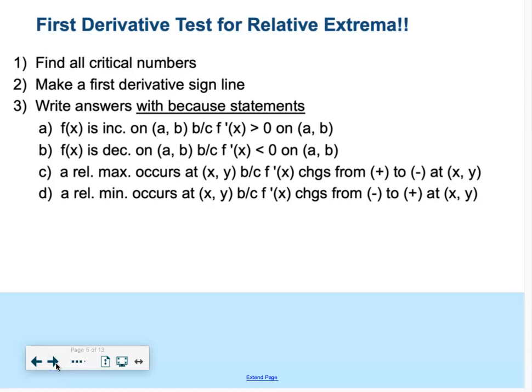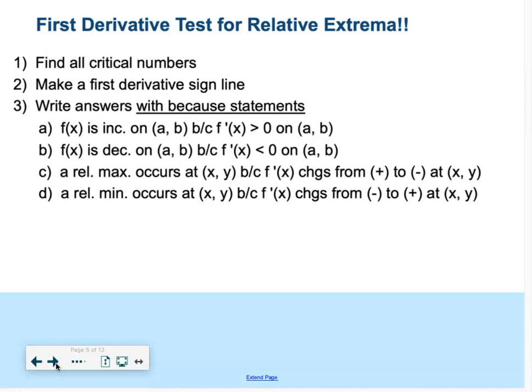So this test, the first derivative test for relative extrema, you need to write this down. And you need to write down all those because statements. The first derivative test for relative extrema is like an algorithm for finding relative maxes and mins. It's a procedure. The procedure is you find your critical numbers, you make a sign line, and you write your answers. It's not a hard procedure, it's not a long procedure, but it's a procedure.